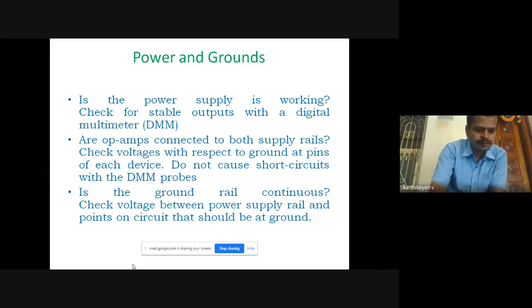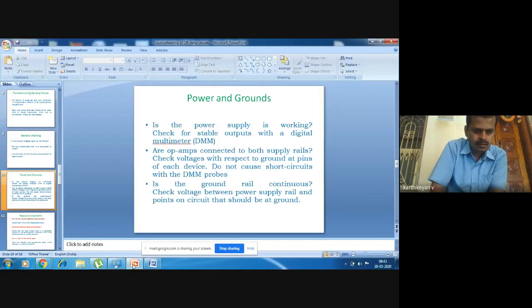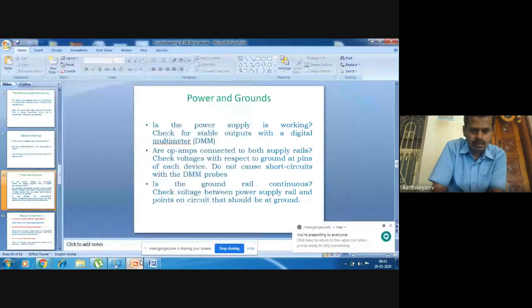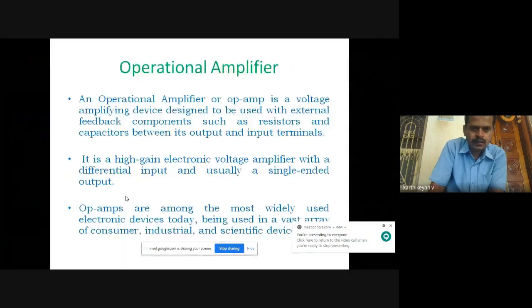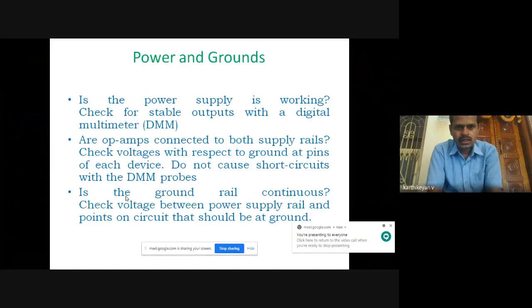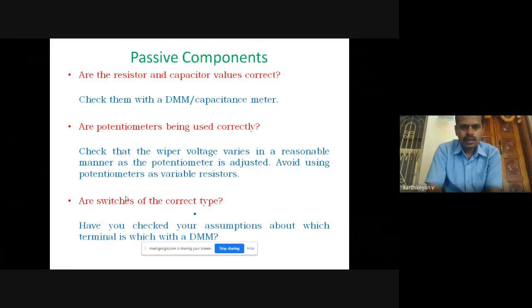Check voltages. Check voltages with respect to ground at pins of each device. And then you have to check whether the ground rail is continuous. Check voltage between the power supply rail and the points on the circuit that should be ground. These are the various things you have to check.